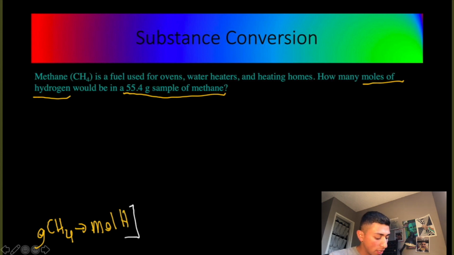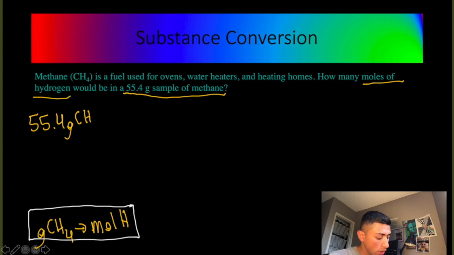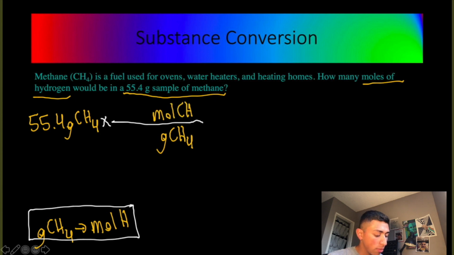Now I'm going to go ahead and box this down here so that we can refer to it accordingly as we're doing this problem. So if we're provided with 55.4 grams of methane, which is CH4, the first conversion that we need to do if we want to go to moles of hydrogen is going to be from grams of methane to moles of methane. Remember, when you're converting from one substance to another, we always have to go through moles, and so that is why we have to go from grams of methane to moles of methane.